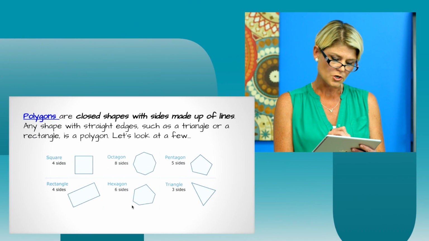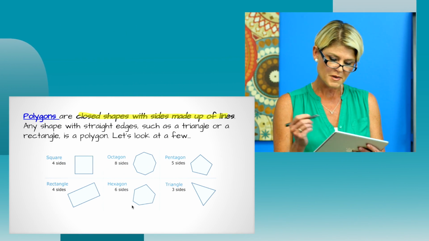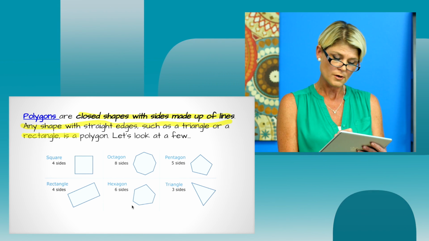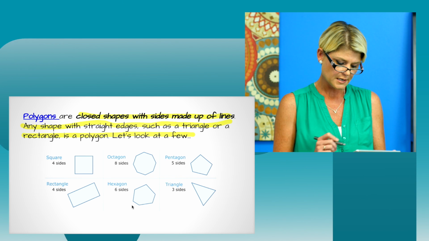So you've probably heard the term polygons before. Let's take a look at a definition. Polygons are closed shapes with sides made up of lines. Any shape with straight edges, such as a triangle or a rectangle, is a polygon. Let's take a look at a few.